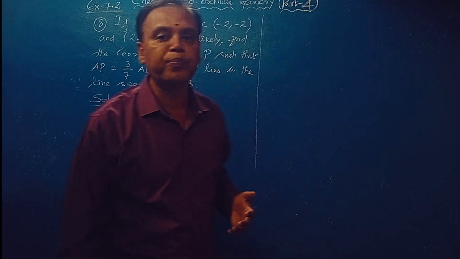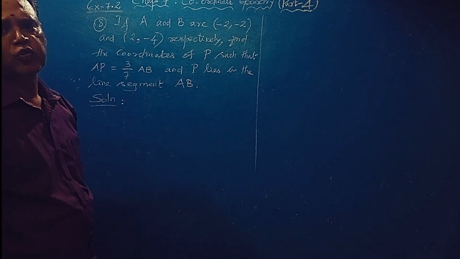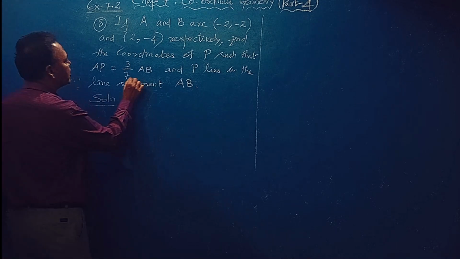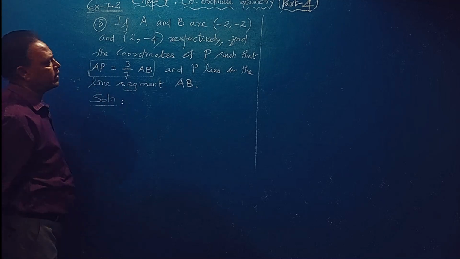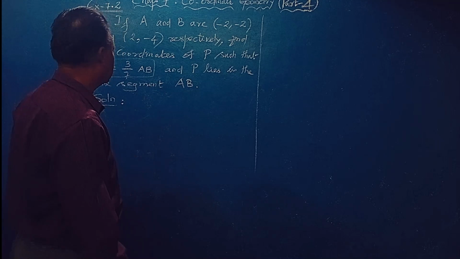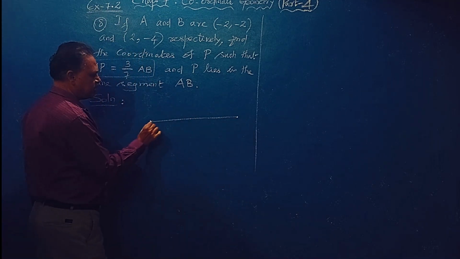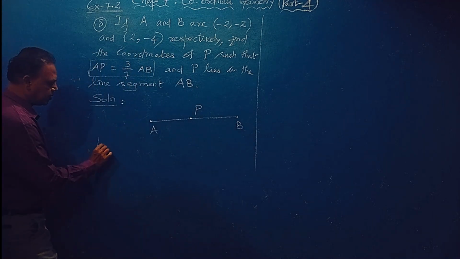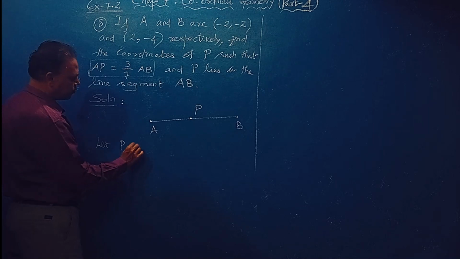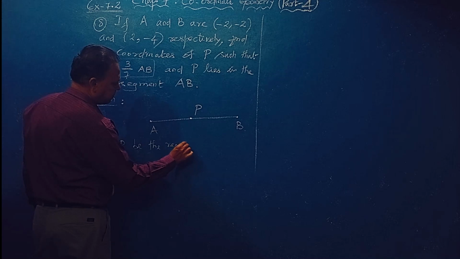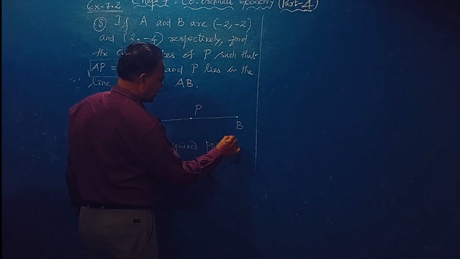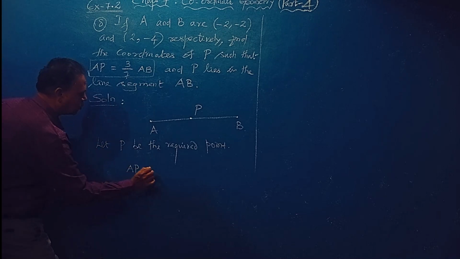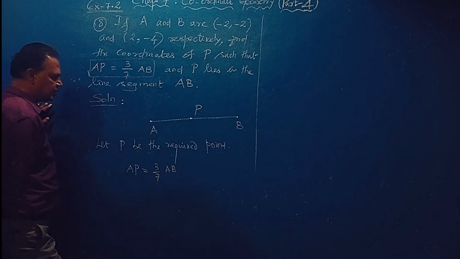Now we will see the next, 8th problem. Read out: if A and B are (-2, -2) and (2, -4) respectively, find the coordinates of P such that a ratio condition is given. You have to make the ratio first using this. P lies on AB, so draw the diagram. Let P be the required point. We have to find the ratio first using the condition, that is AP equal to 3/7 AB. It is given.